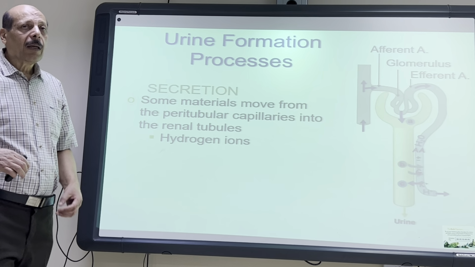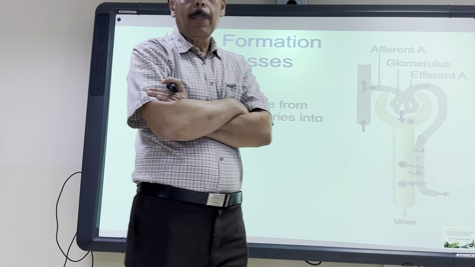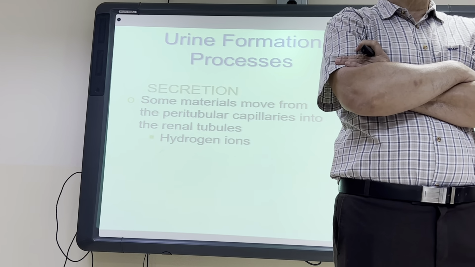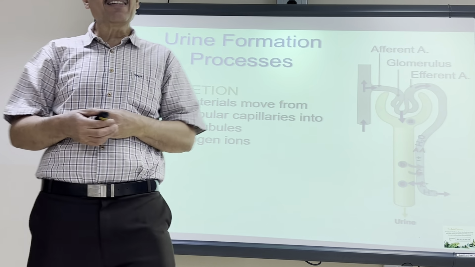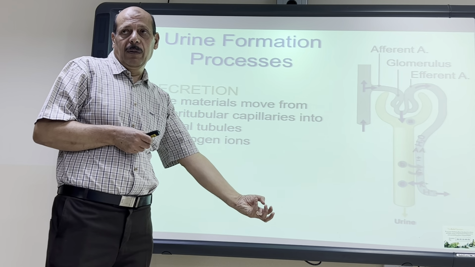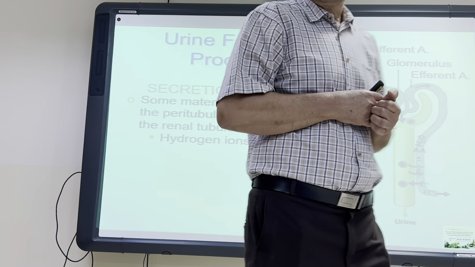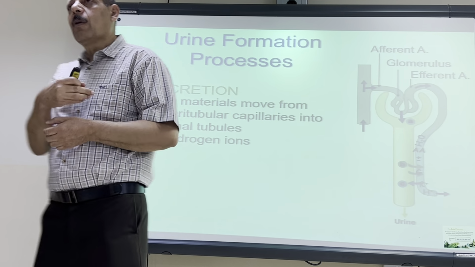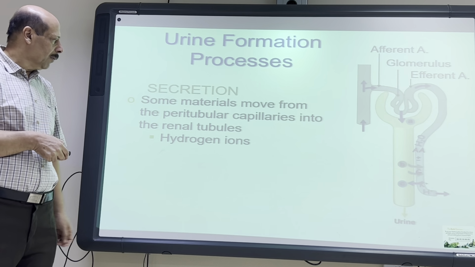What is the pH of our blood? What's the normal pH of our blood? 7.35 to 7.45. So one of the ways of maintaining the pH is through the excretion of hydrogen with the urine. Normally, is the urine acidic or alkaline? Acidic, yes. So normally the urine is acidic due to the presence of hydrogen, which is excreted with the urine.